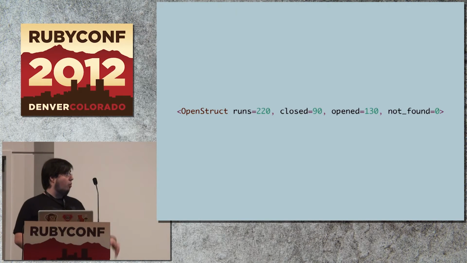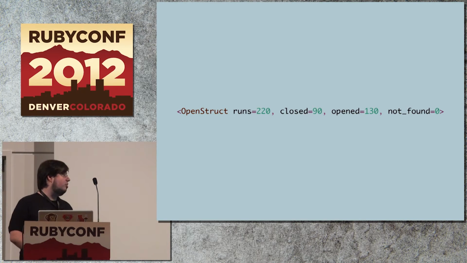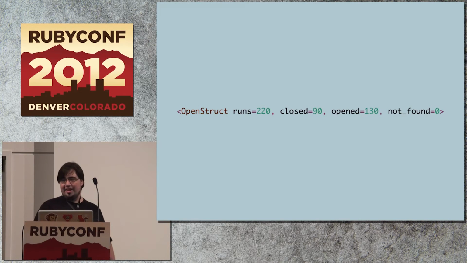And that's an example of the OpenStruct object of 220 runs. I got 90 closed cellars and some open. Not much. I never made that.